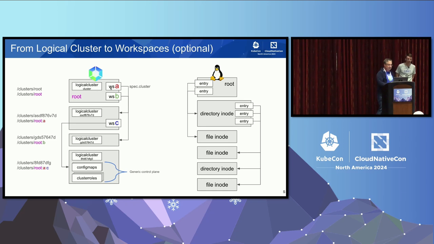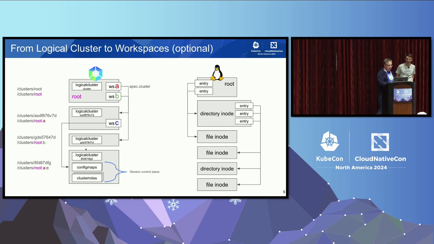And the second concept is a workspace. You can put workspaces into such a logical cluster, and with that, you connect those logical clusters. For example, we start at root. There's one logical cluster called root, and we put a workspace A object into that. It's very similar to a directory entry, and this one points to another logical cluster. So now we have a hierarchy of workspaces. It's root, and we use a colon to separate those components. So root:A is another logical cluster, and you can nest them. You can have root:A:C. Basically, we replicate what Linux or any other modern operating system does with file systems.